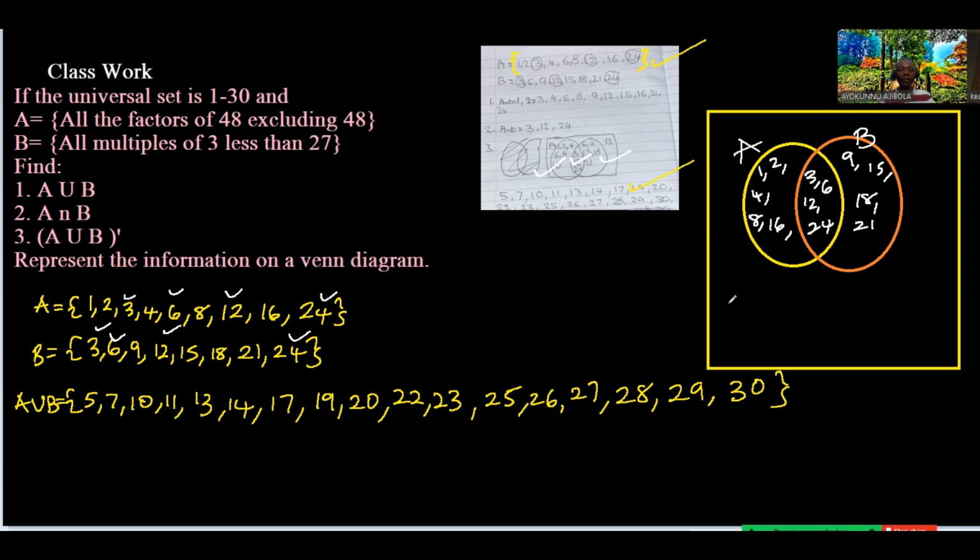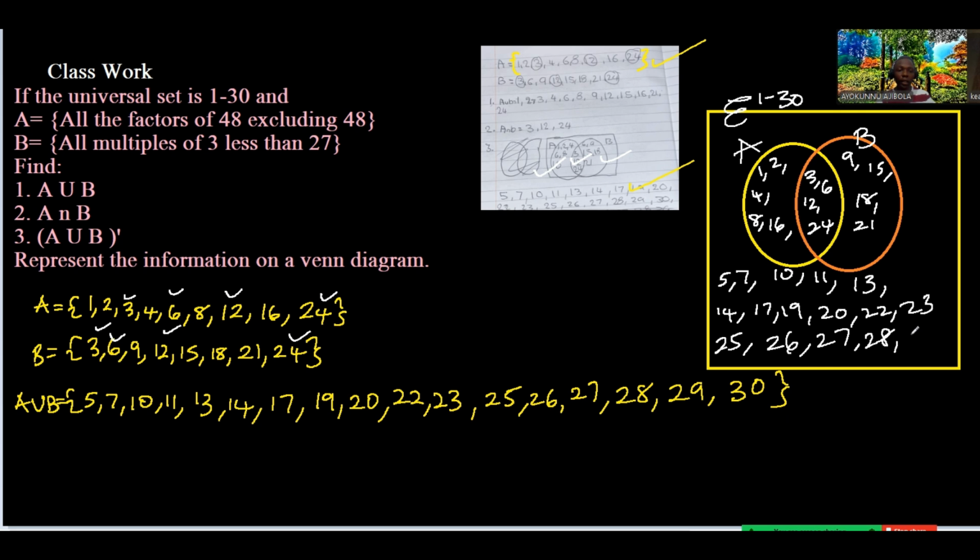So the last aspect is to include the remaining details here, which is from 1 to 30. So we have 1, 2, 5. They are just the elements here. So 5, 7, 10, 11, 13, 14, 17, 19, 20, 22, 23, 25, 26, 27, 28, 29, and 30. And this is the Venn diagram, okay?